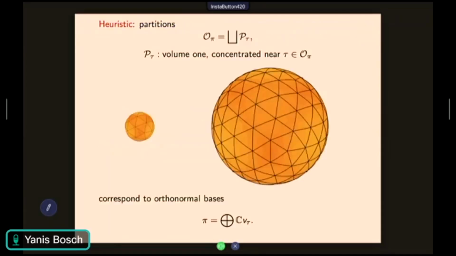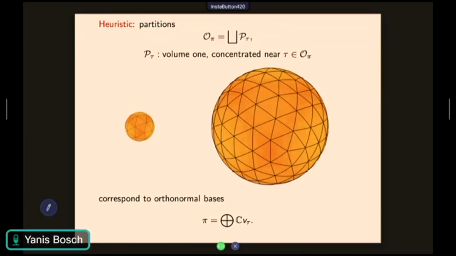Here's a picture indicating one heuristic consequence of this philosophy of the orbit method and microlocal analysis. You might remember this identity that said that the dimension of a representation coincided with the volume of the coadjoint orbit. This is a categorification, if you'd like, of that identity, where you say, rather than compute the volume of this, let's break this coadjoint orbit up into pieces of volume 1, where each piece is concentrated near some given point. So think of each of these pieces as being something like one of the triangular patches on this soccer ball, so to speak.